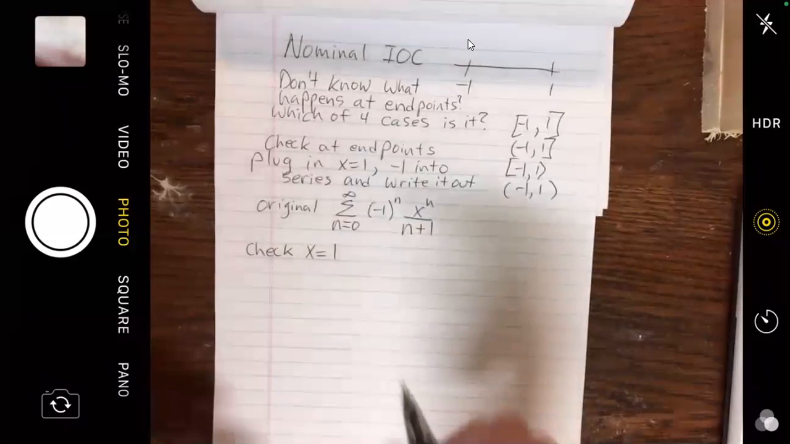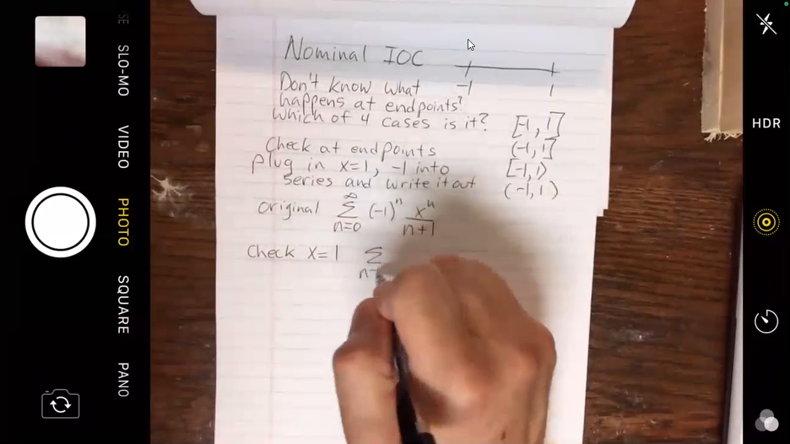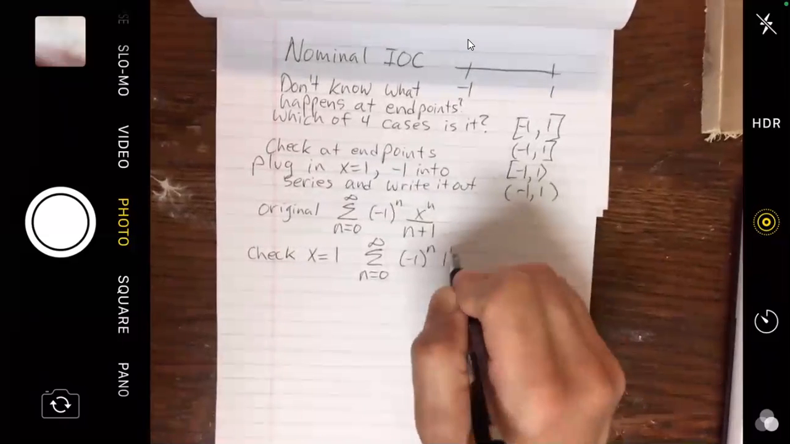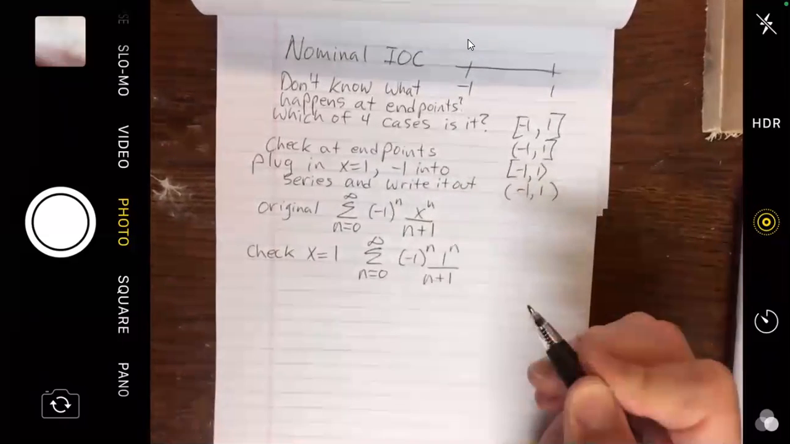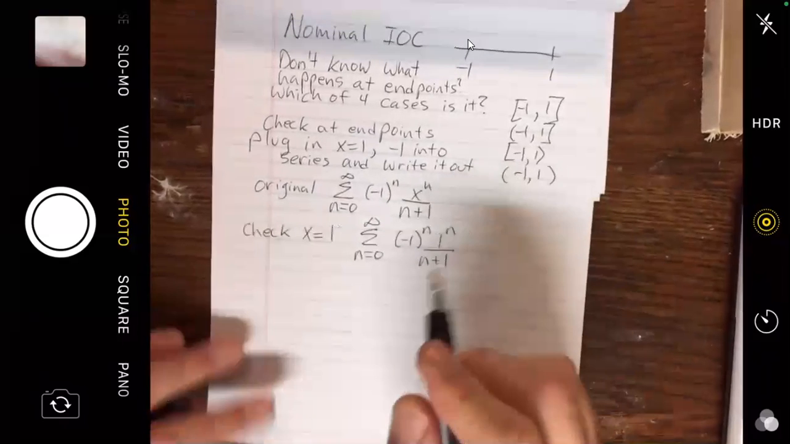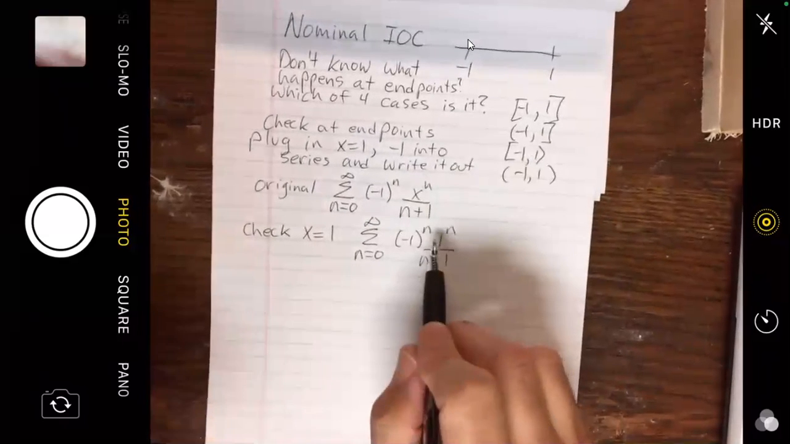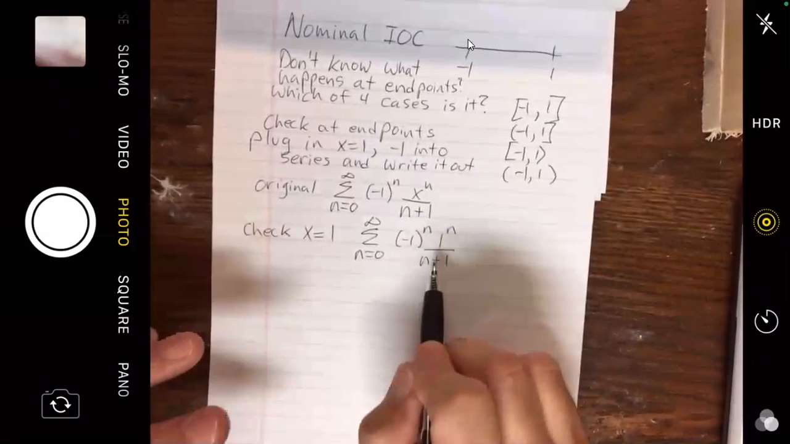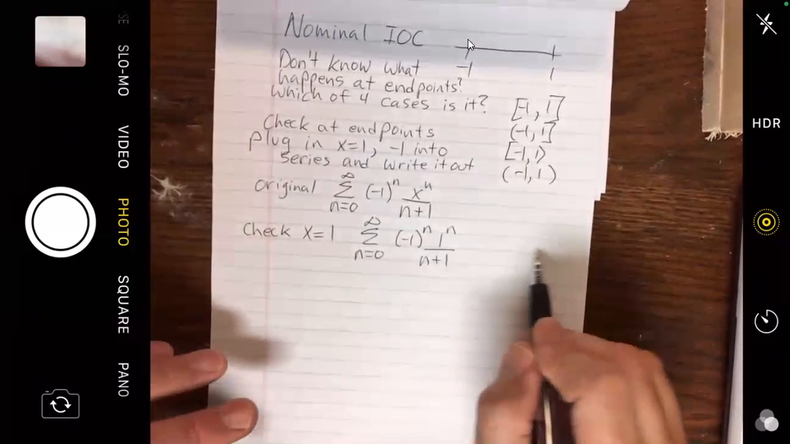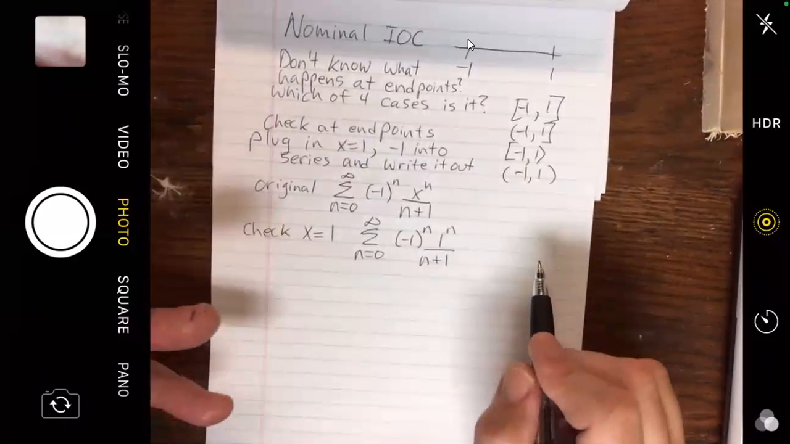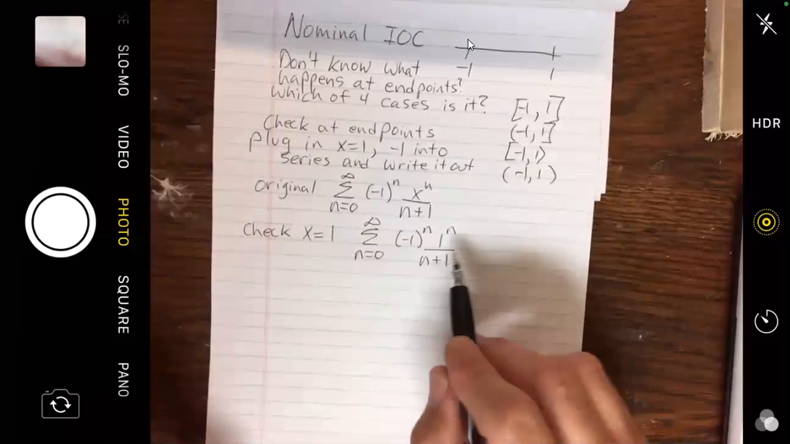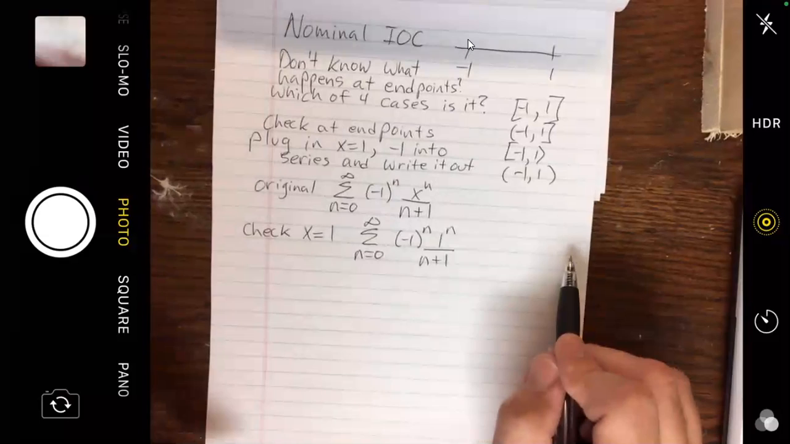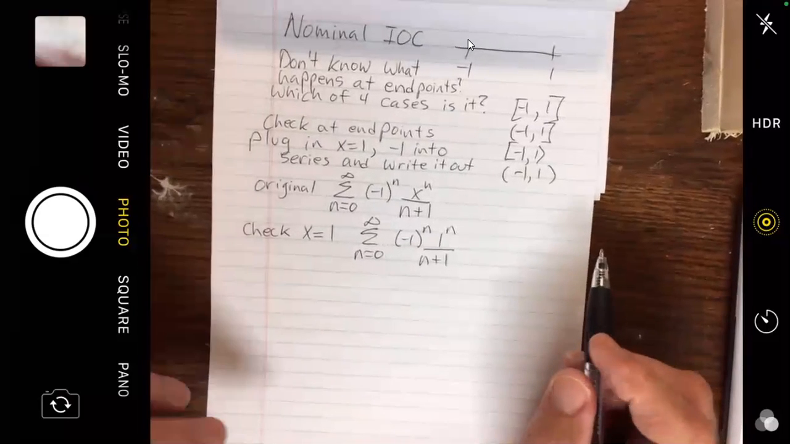So what you do is you plug in the sum of (-1)^n, 1^n over n plus 1. Unless you're a real genius, there's no way to tell what is going on just from this. You really need to write out your terms. A lot of these are harmonic. Remember, a straight harmonic with all the same signs diverges. If it's alternating signs, it converges. So I hope you remember all that.